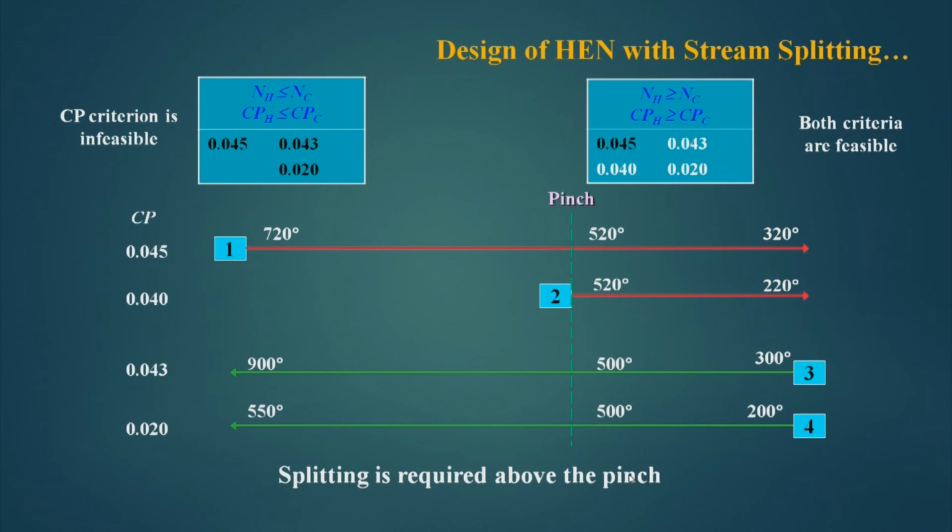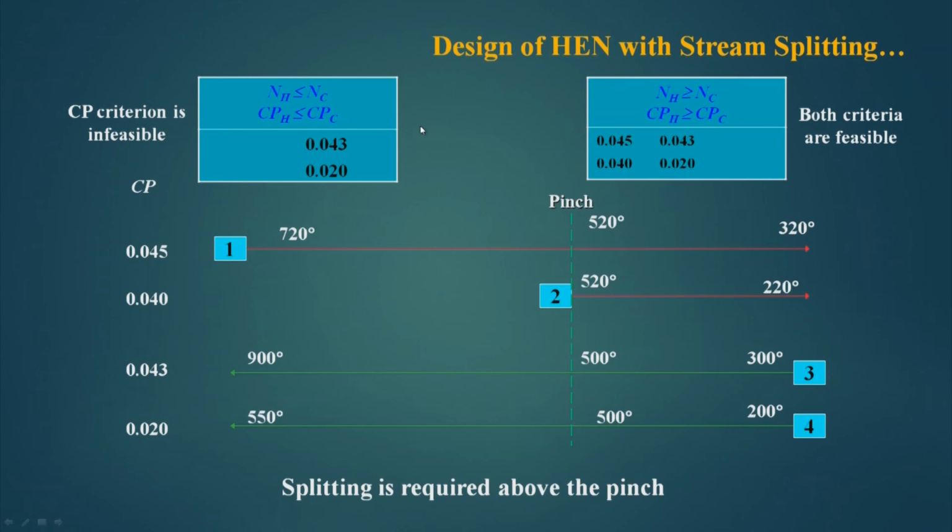So, splitting is required above the pinch. So, 0.4 has to be split into 2 parts. One part is 0.04 and the other part is 0.005. Now, I can put the match. So, this is the splitting which we have done, that is, one extra branch here. This branch has a CP of 0.04 and this branch has a CP of 0.005.